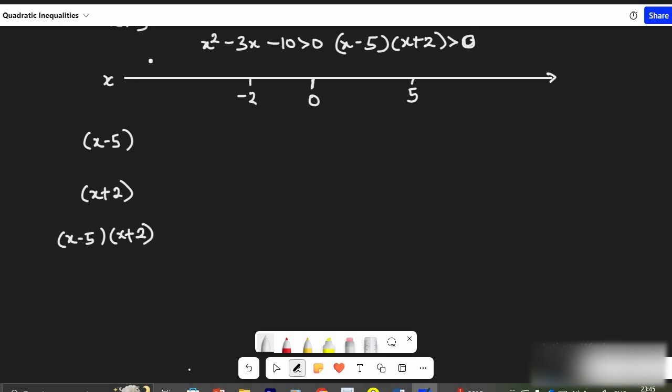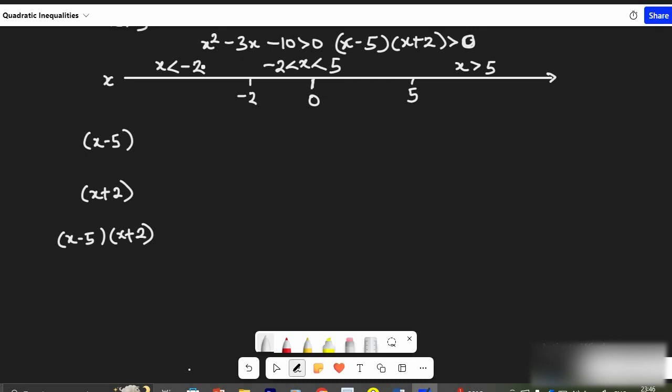Alright, so let's begin. So in this region to the left of minus 2, we have that x is less than minus 2. Here between minus 2 and 5, we have that minus 2 is less than x, and x is less than 5. And here to the right of 5, we have that x is greater than 5. So let's see how the function behaves around the roots of the equation, or the zeros of the function.